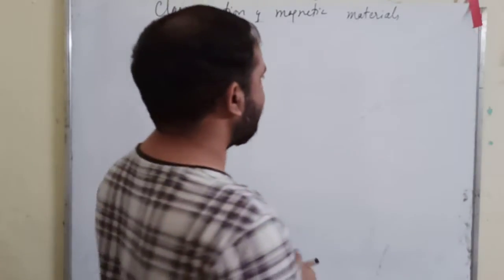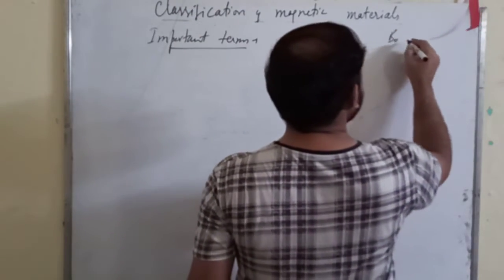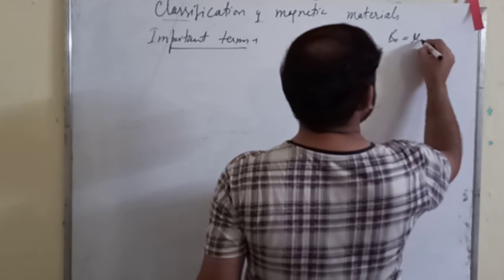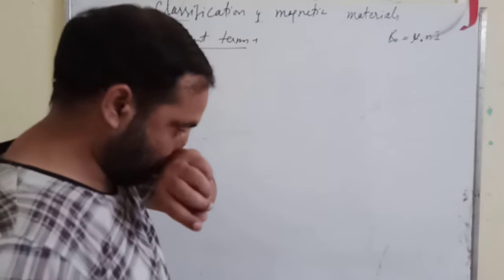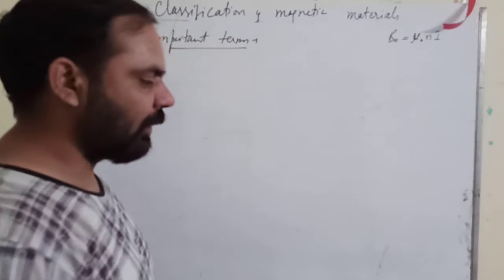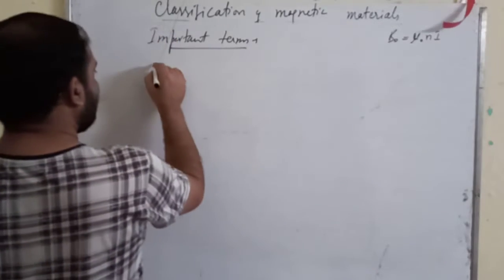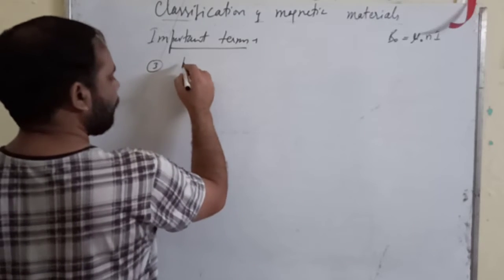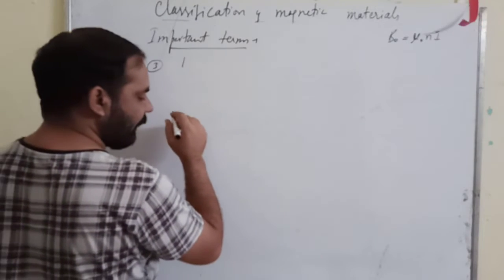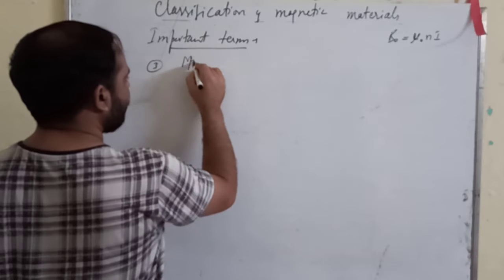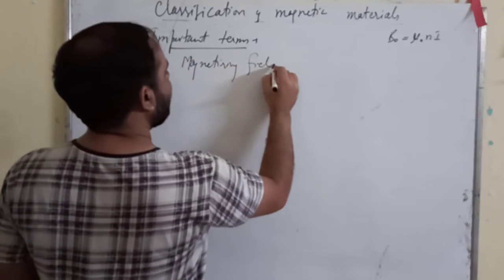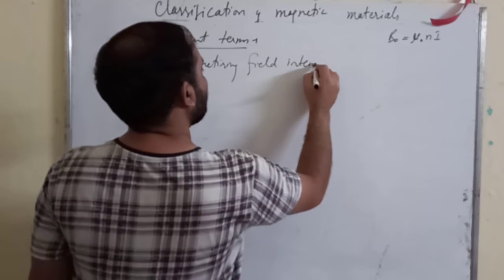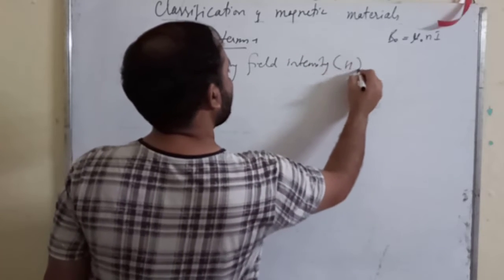So I will write this formula here because we will need this later on. B naught equals mu naught N i, right? Magnetizing field. Now the third one is magnetizing field intensity, which is denoted by H.